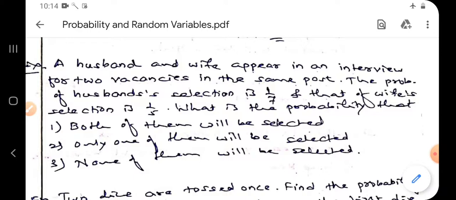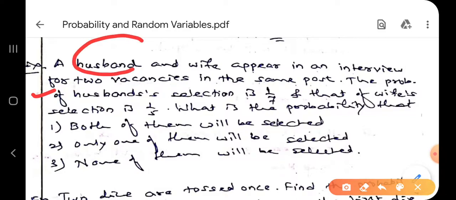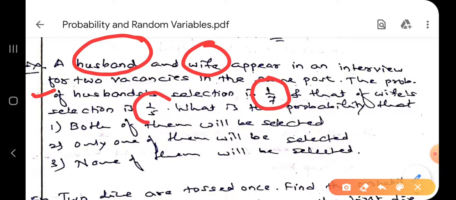Now solve the next one. A husband and wife, see the problem carefully. A husband and wife appear in an interview for 2 vacancies in the same post. The probability of husband's selection is 1 by 7 and that of wife's selection is 1 by 5. Remember this: 1 by 7 for husband's selection and 1 by 5 for wife's selection.